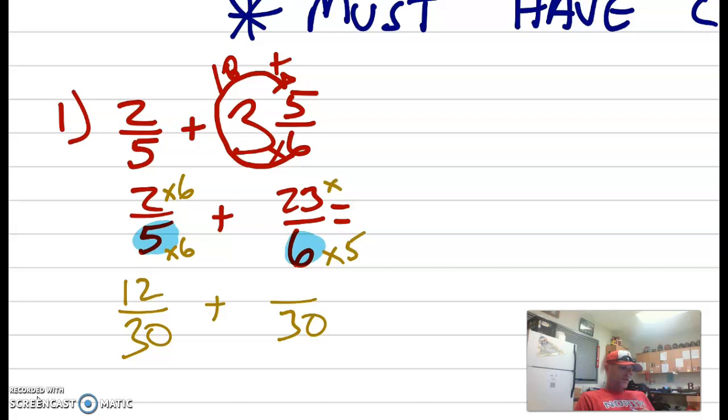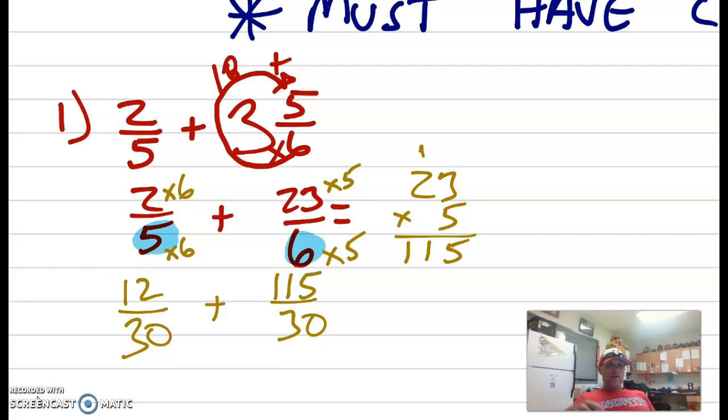So we have to do the same thing to 23. I could probably do that in my head, 23 times 5, but it'd probably take me longer. So just do 23 times 5, because you got to treat the numerator the same. 5 times 3 is 15. Carry that 1. 5 times 2 is 10, plus the 1 is 11. So it's 115. So it's a lot of work already.